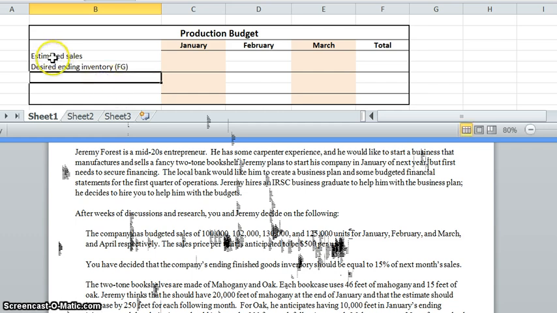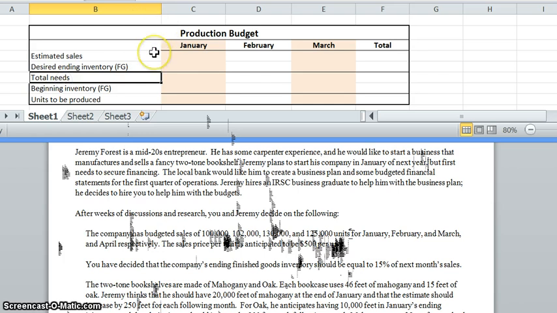So how many units do we want to sell? And then how many units do we want to have at the end of the month? That'll tell us exactly what our total needs are for the month. Now, from our total needs, we can subtract out our beginning inventory, again, finished goods, and then that tells us exactly what our units to be produced are.